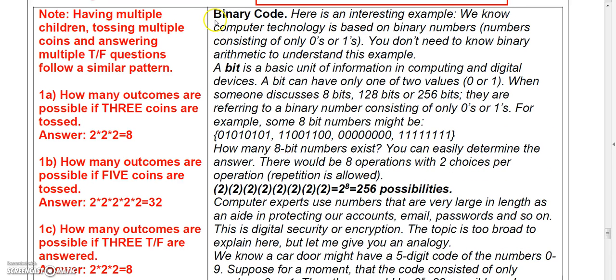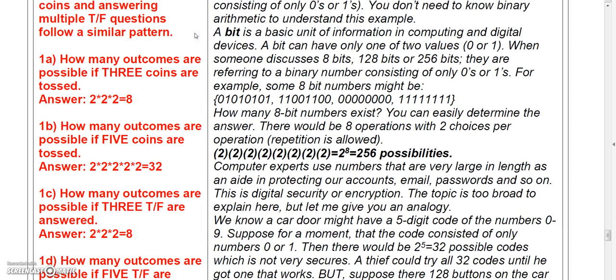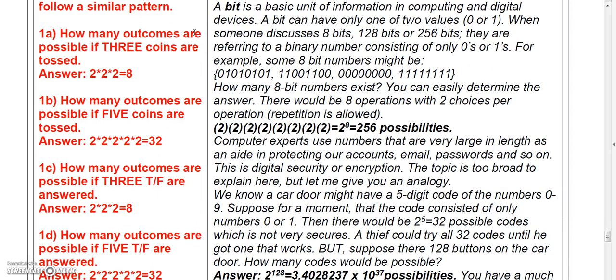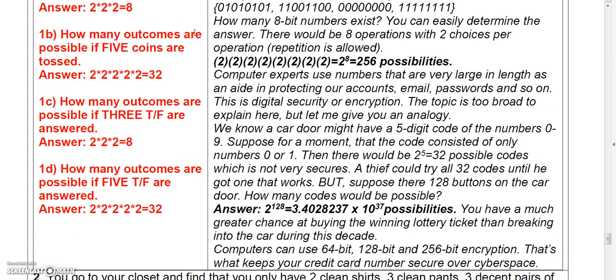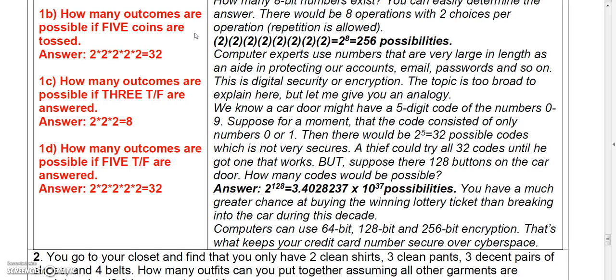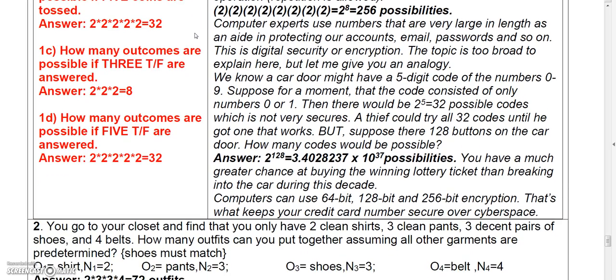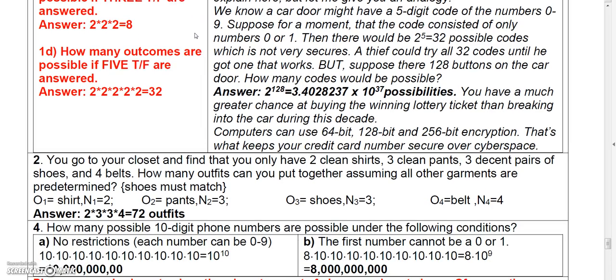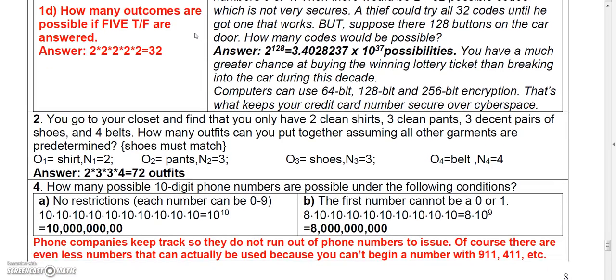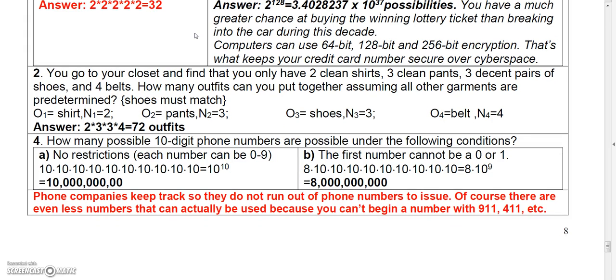This text here regarding the binary code is just something extra that I threw in. So I'll just slowly scroll through it, and you can read it. And if you need to, you can pause the video if you want to. But it's just a little bit of extra, no pun intended, that you can look at here, and you can see that computer security also uses some of these counting techniques.